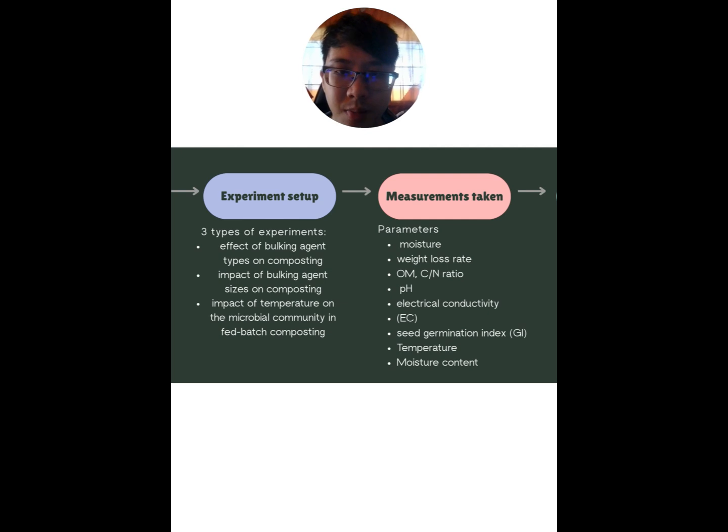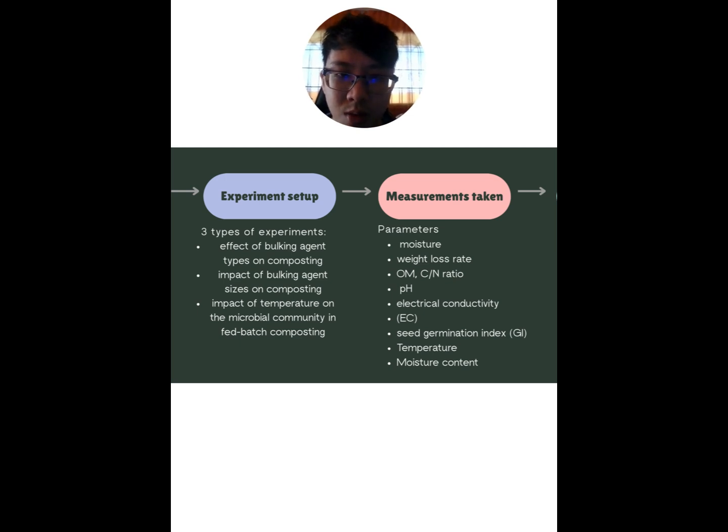There are 3 different types of experiments set up in the article. These experiments include finding out the effect of bulking agent type on composting. Next is to find out the impact of bulking agent sizes on composting. Then lastly is to find out the impact of temperature on the microbial community in the fed batch composting. There are measurements taken during the experiment.